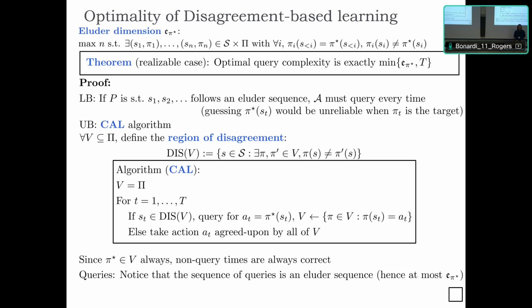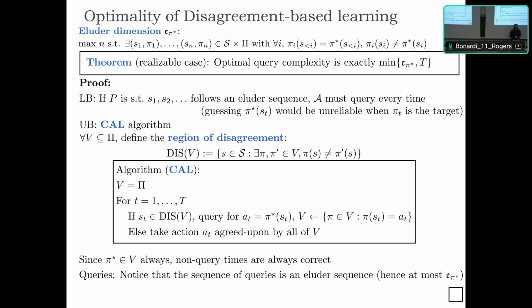And that way, in the other case, where the state is not in the region of disagreement, we can just take the action that all policies in V agree on, and we know since pi star is in V that this will be the pi star action. So this is definitely a reliable algorithm.